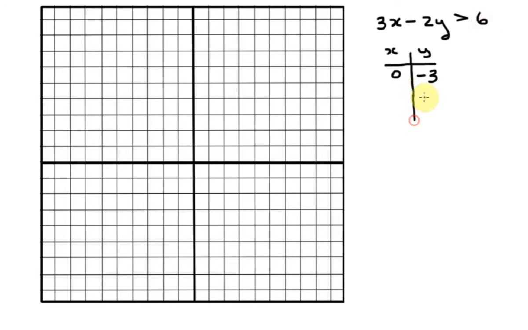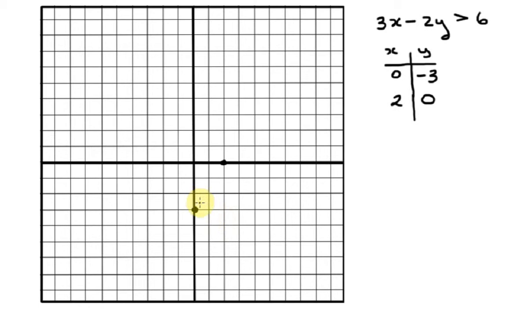I'm going to do the same trick by putting in a 0 for y. Now that's going to wipe out the second term, and I simply have 3x, and I want to make that equal to 6. So I think I want x to be 2. So in order to graph this line here, I would go 0 and negative 3, so 1, 2, 3. Okay, so there it is, and then I have 2, 0.